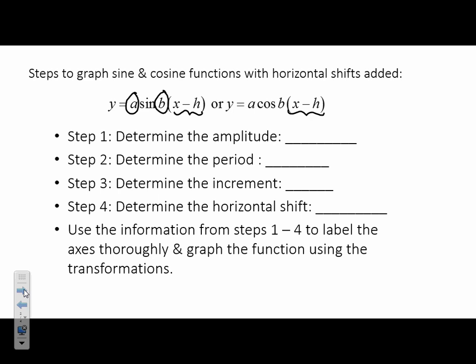So again, we're still going to determine that amplitude by looking at the absolute value of the A, determine the period by taking 2 pi divided by the B, determine the increment by taking the period and dividing by 4, so that's not new to us. But now remember that the horizontal shift is added in, and that horizontal shift will be found inside that x minus h part. So the horizontal shift is shown by that h value, okay? And we're going to still do the same things we've been doing all the time, but we're going to add in that horizontal shift, and that changes the way we start these graphs a little bit.